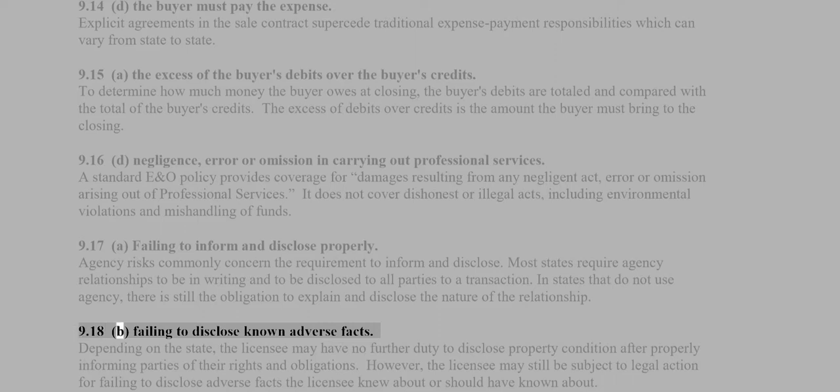9.18, B. Failing to disclose known adverse facts. Depending on the state, the licensee may have no further duty to disclose property condition after properly informing parties of their rights and obligations. However, the licensee may still be subject to legal action for failing to disclose adverse facts the licensee knew about or should have known about.